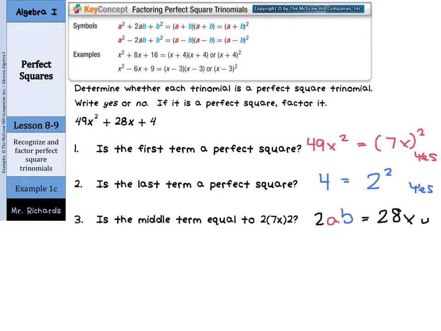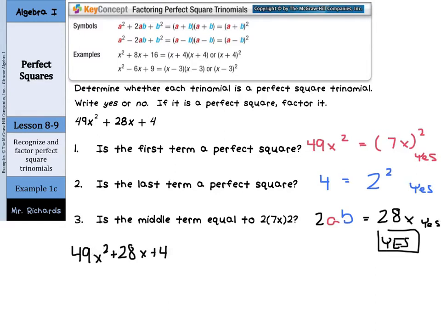And yes, it is. So I can rewrite now my 49x squared plus 28x plus 4. So yes, this is a perfect square trinomial.